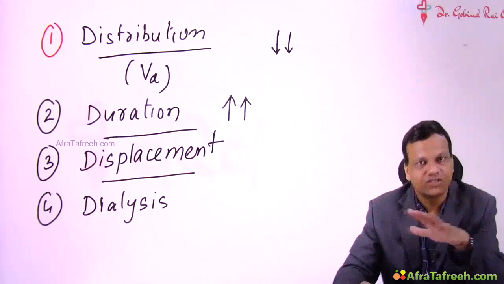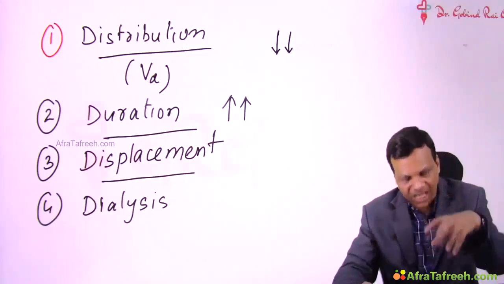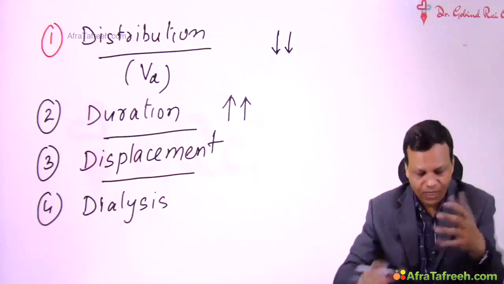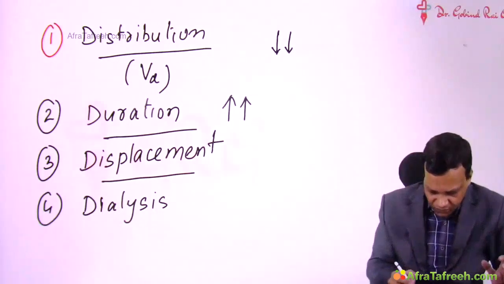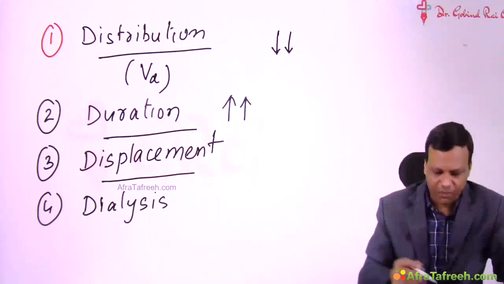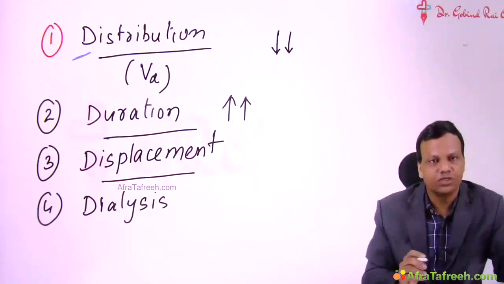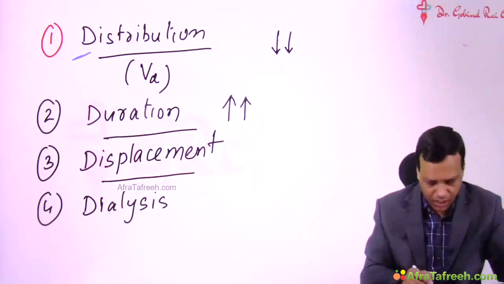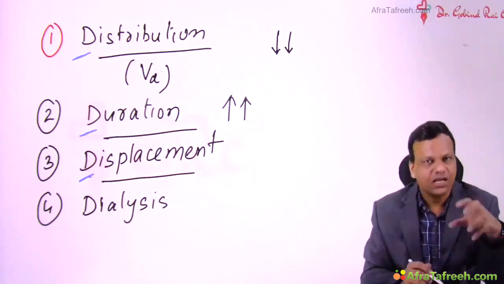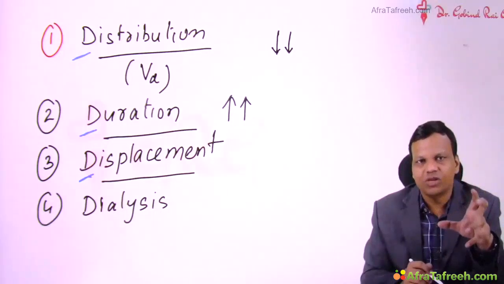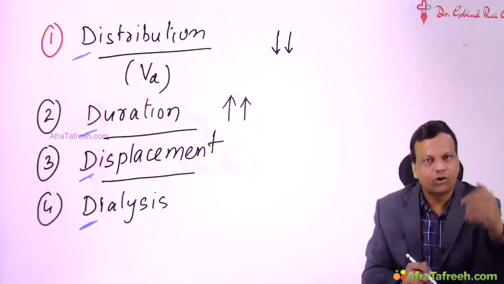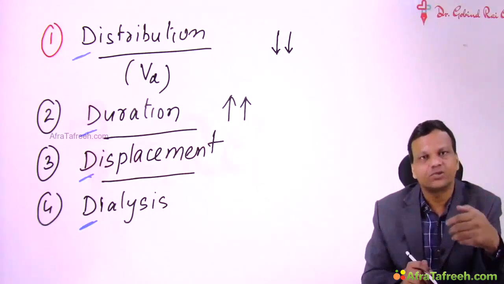So dialysis is usually not effective for drugs where plasma protein binding is high. We want plasma protein binding to be low. Only then can we do dialysis. Clear? So the 4 important factors affected by plasma protein binding you can easily remember, they start with D. D for distribution: more binding means less distribution. D for duration of action: more binding, more duration. D for displacement: if two drugs have high plasma protein binding, one may displace the other. And D for dialysis: we cannot do dialysis if plasma protein binding is more.